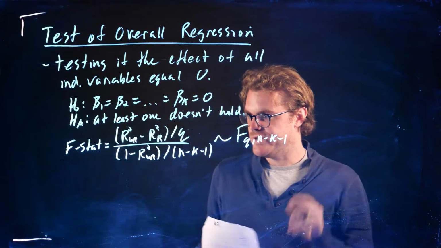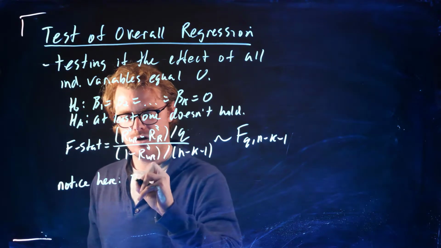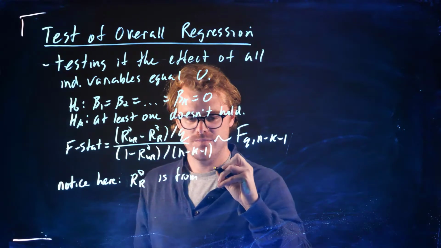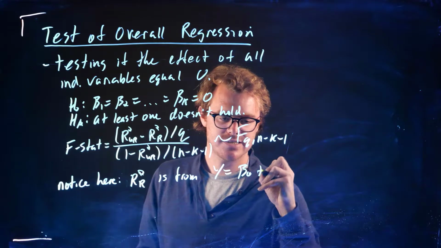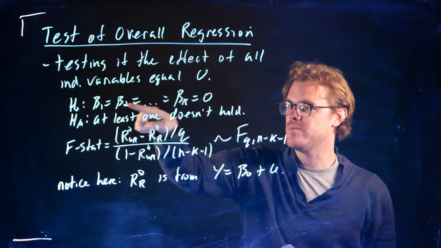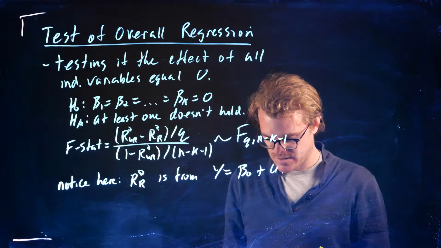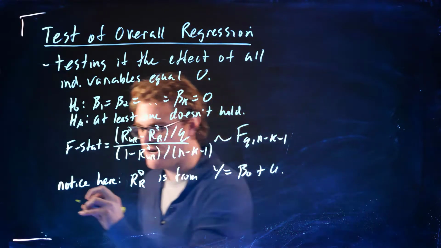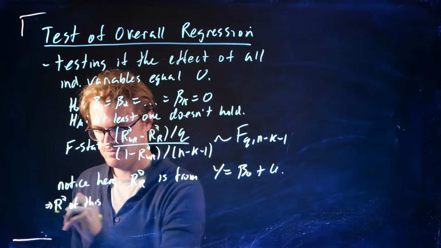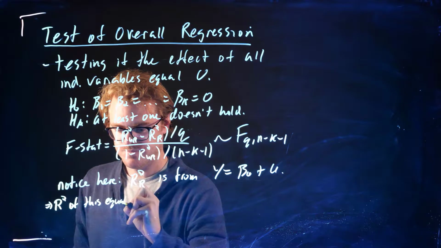So this is the formula, but notice here, R squared restricted is from the regression y equals beta 0 plus u. So if we set all the beta 1, beta 2, all the beta k's, all the slope parameters equal 0, this is the regression we're left with. Well, the R squared of this regression here equals 0.